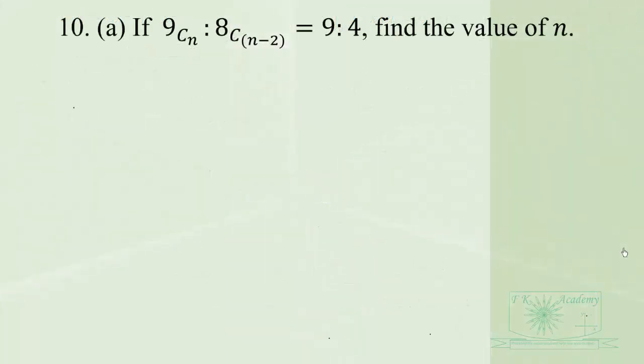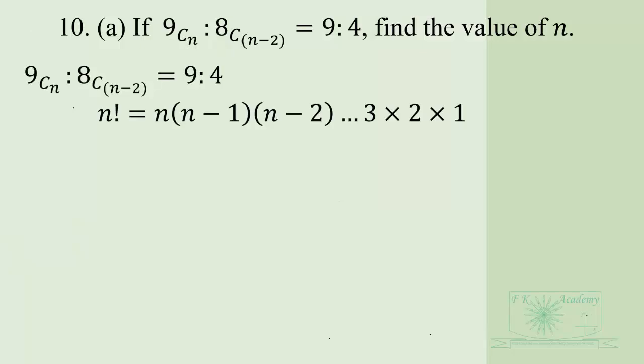9 combination n is to 8 combination n minus 2 is equal to 9 is to 4. Find the value of n. So we begin. We recall the formula for the factorial notation. Then we also recall the combination formula. Now, what you're going to do is to apply these definitions to the equation.